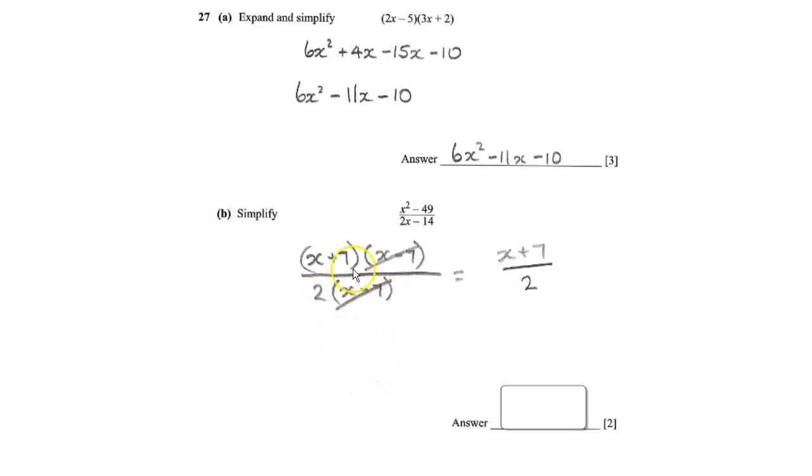Now when you look at it now, you can cancel down. You can see in the brackets here x minus 7 and x minus 7. So we can cancel these two down. And what we're left with is x plus 7 over 2. And that should be your final answer for this one.